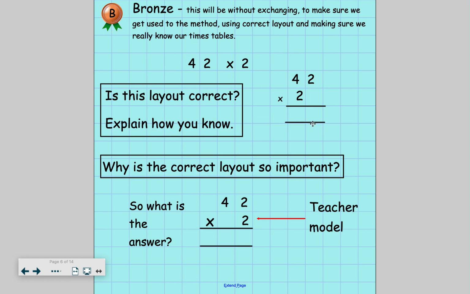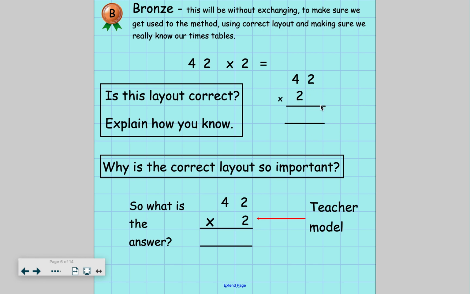You're right, I need to make this look a lot better. Now we've written a number sentence, 42 times 2 equals, pop that in, okay, and we need to find our answer. So I've written it as column method here. There's our 4 in the tens column because it's 40. There's our 2 in the ones column because the 2 is our ones digit.